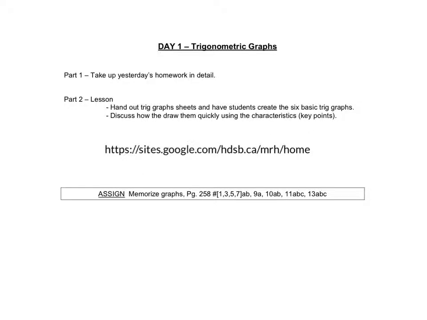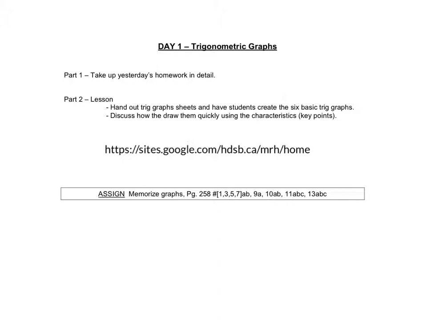Okay, we're going to be doing trig graphs. If you go to my website, you will be able to find the blank sheets that go with this so you can fill in as you follow the lesson with me. We're going to run through a few graphs. We're going to be doing the trig graphs.